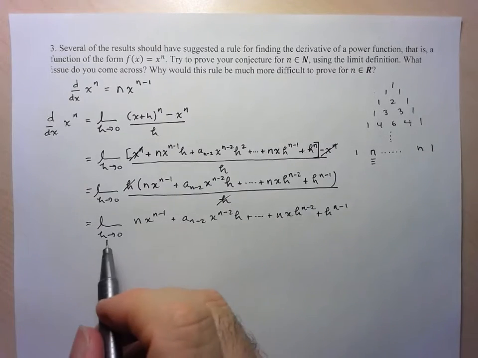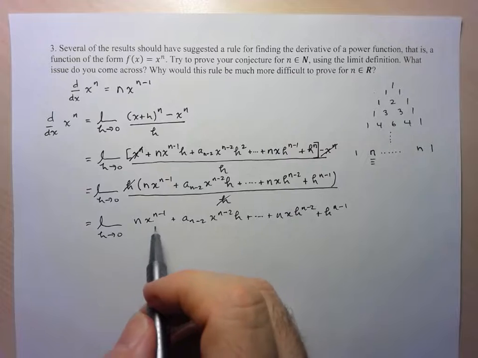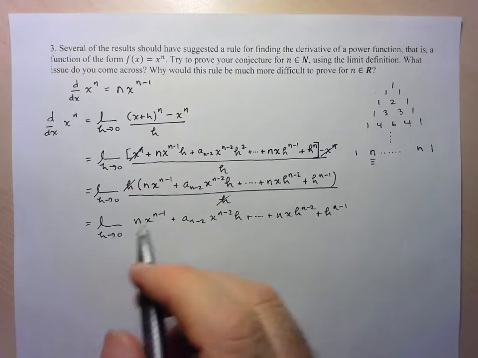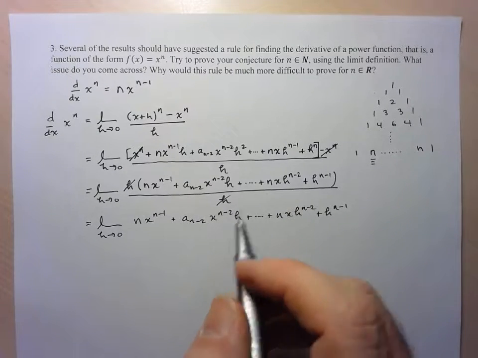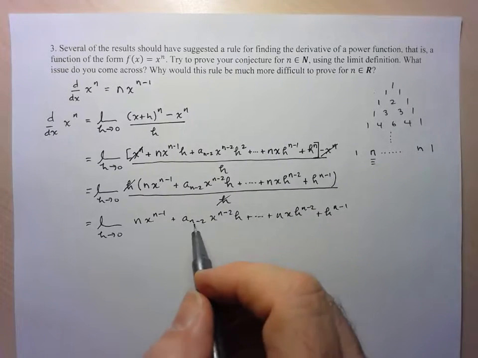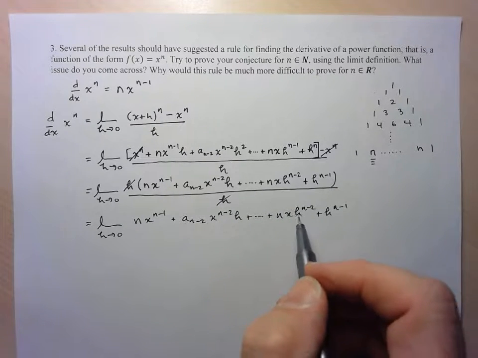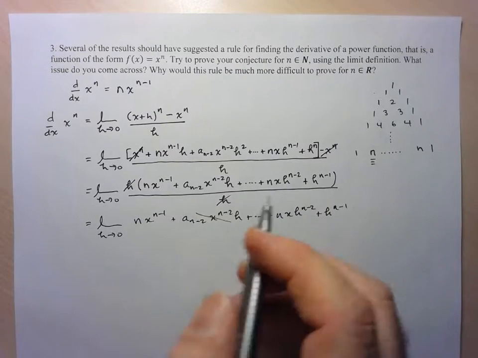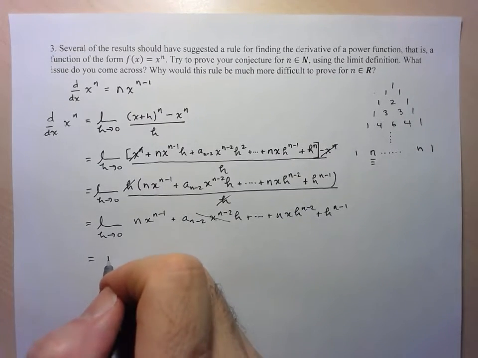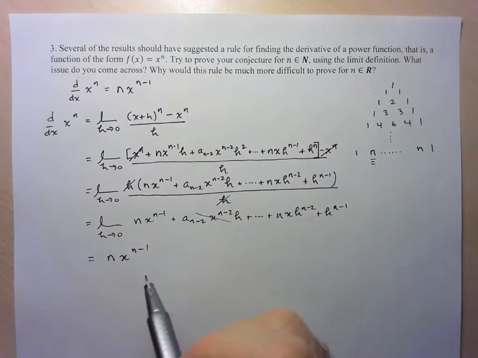And I see that h is approaching 0. This term has no h in it. It's unaffected by the fact that h is approaching 0. But each of the other terms left in this expansion all have a factor of h. So regardless of what these numbers are in front, this portion is always approaching 0. So all these terms just approach 0. And what are we left with? N times x to the n minus 1, which is exactly what we had conjectured.